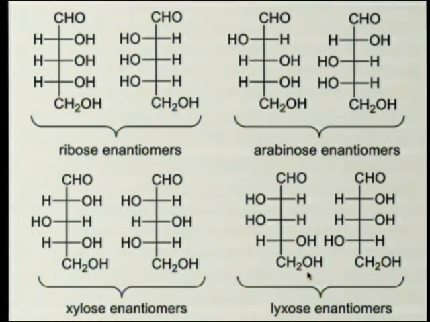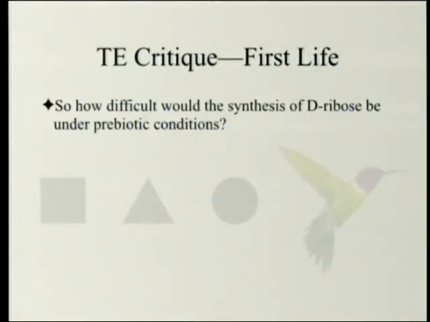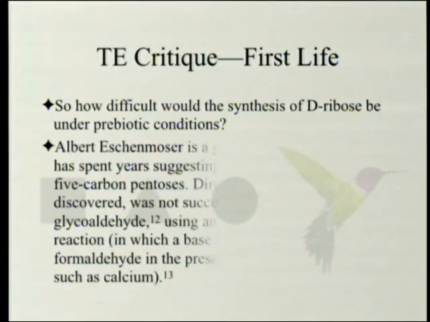And in fact, ribose will have two hydroxyl groups when it forms a ring sticking down, and the CH2OH group sticking up. That is for D-ribose, which is this one. And that's the one that's normally used in RNA. All of the rest of those don't work. So how difficult would the synthesis of D-ribose be under prebiotic conditions? Again, this is necessary for the RNA world.